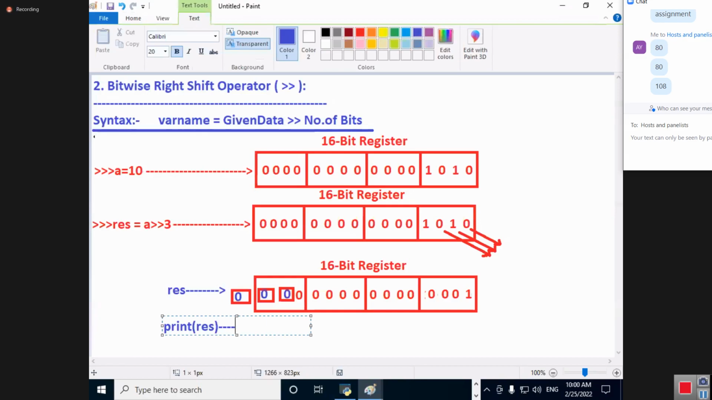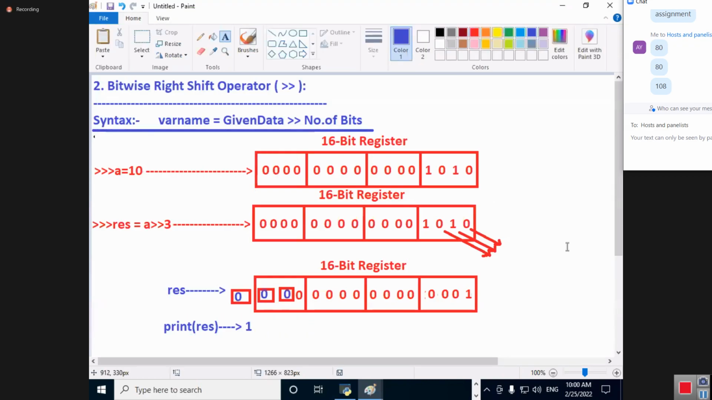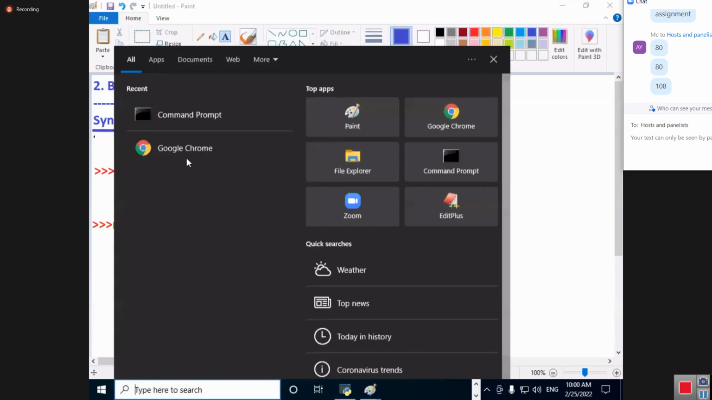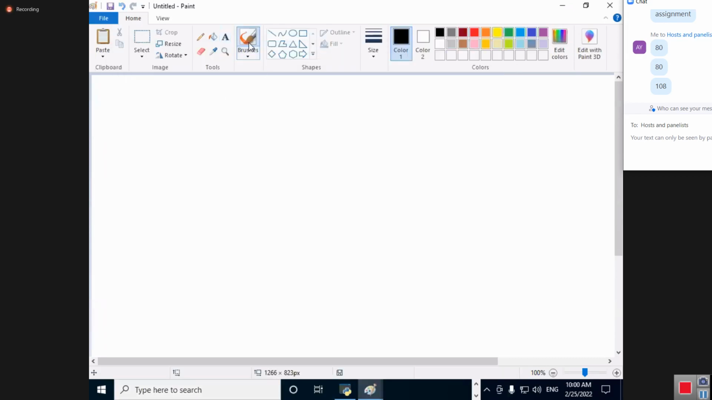RES is going to give you what result? 1 is the result. Understand? So what is the formula, sir? There is a formula for this. Simple. Let us go to the formula, and of course you can understand very easily.